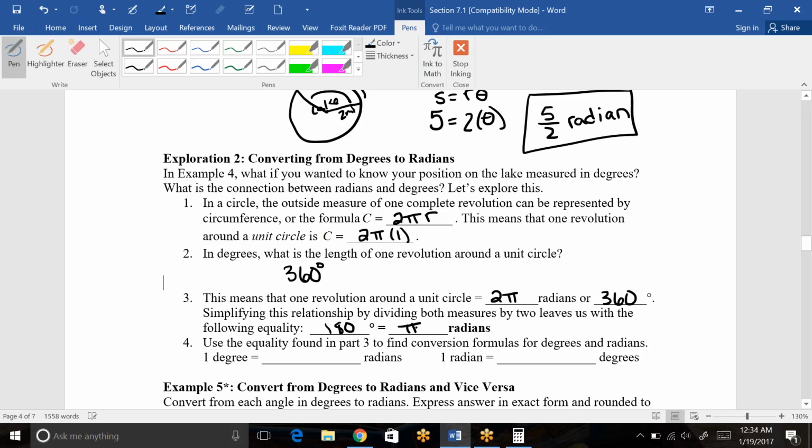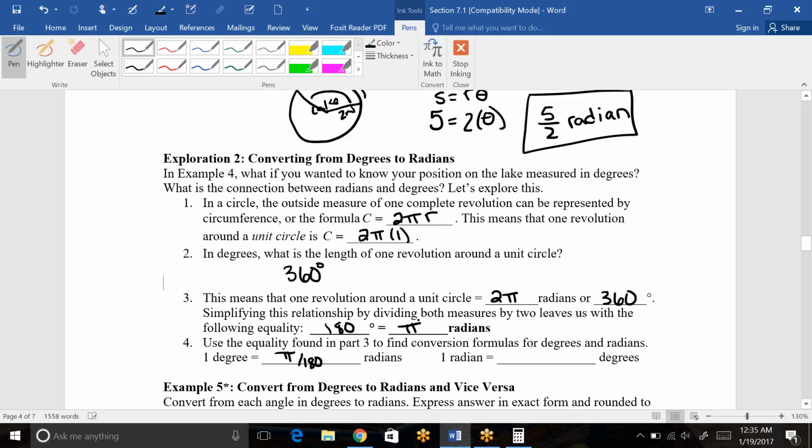So this is nice because what this tells us is that if you want to go from one to the other, you just divide by the piece you're trying to move over. Here's what I mean by that. For 1 degree, I want to get this to be a number 1. So if I divide this by 180, I would need to also divide the other side by 180. So if you want to go from degrees to radians, 1 degree is pi divided by 180 radians.